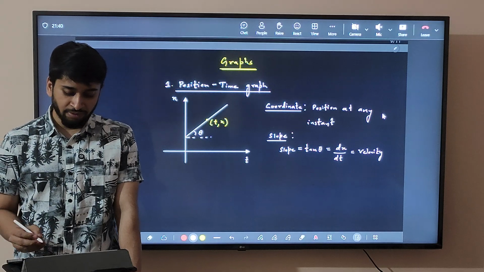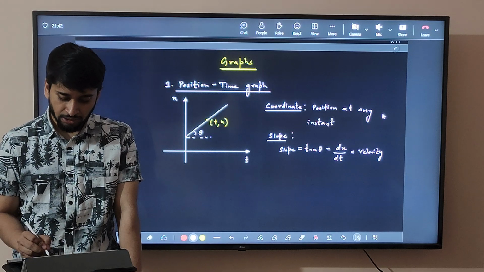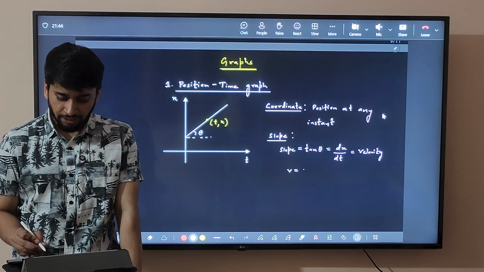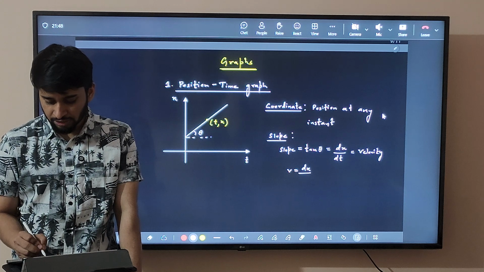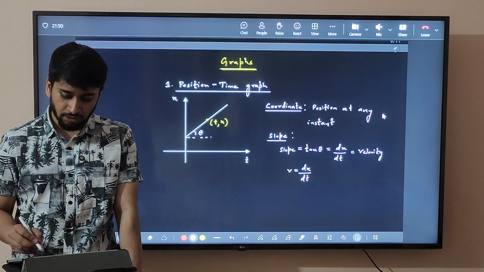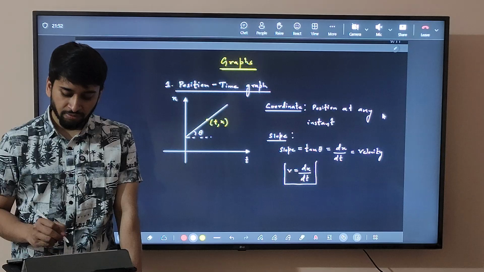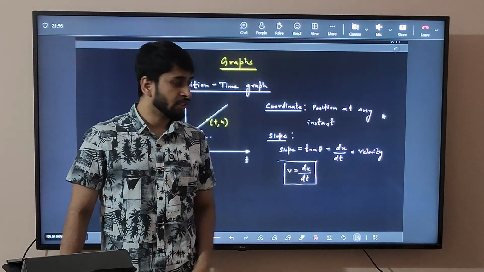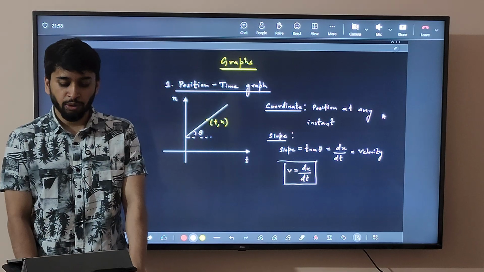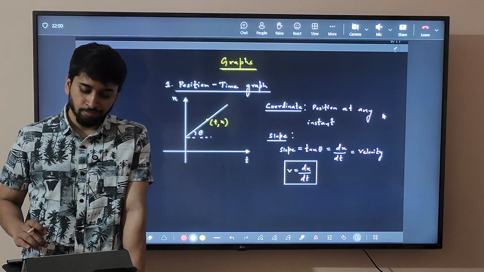So from there we also get this relation that velocity is nothing but the rate of change of position. If you differentiate position, we'll get velocity as a function of time. So this point also you can keep in mind, right?